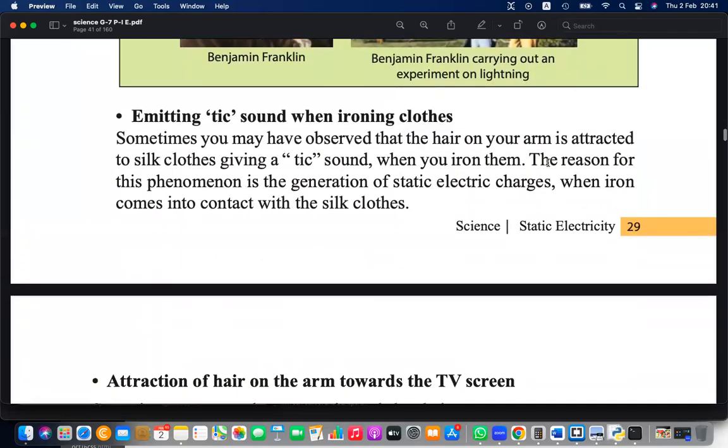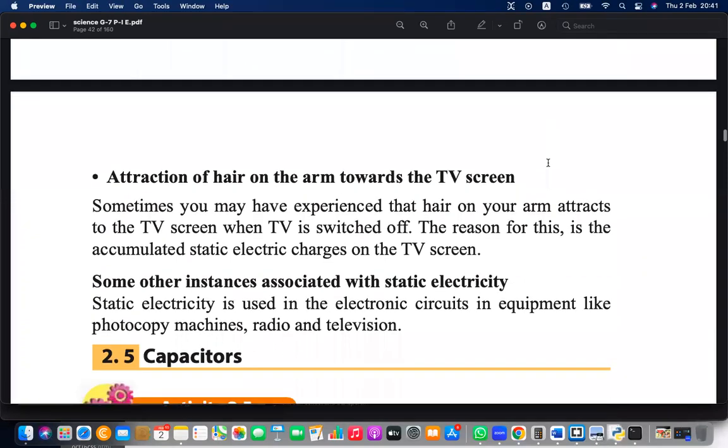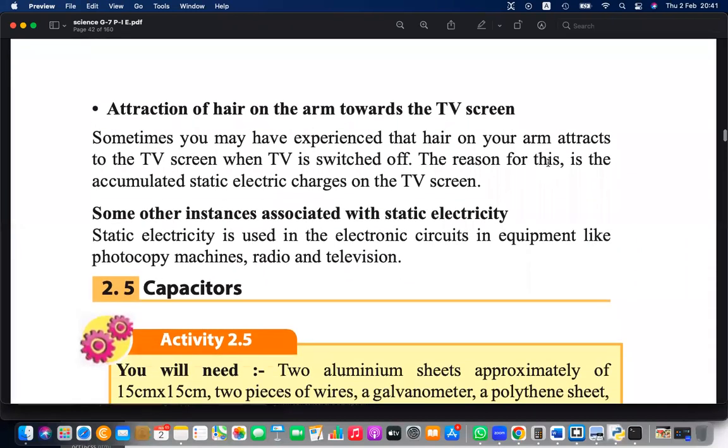Attract. So that is another thing. Attraction of hair. Attraction of hair on the arm towards the TV screen.